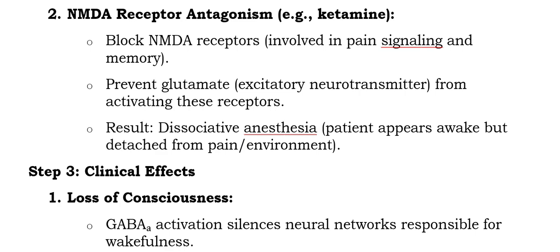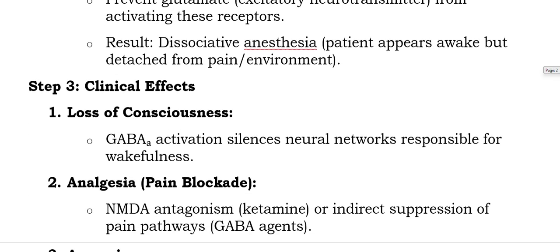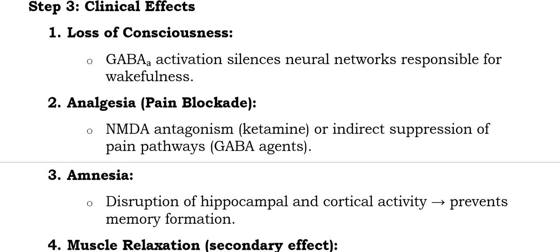Fascinating. Okay, step 3 then is linking those receptor actions to the clinical effects we actually observe. Right, so loss of consciousness. That's largely driven by that GABA enhancement, quieting down the networks that keep us awake. Makes sense. Analgesia, pain relief. Ketamine does it directly by blocking NMDA. The GABA agents aren't primary pain relievers in the same way, but they do have some indirect suppressive effect on pain processing centrally. And memory loss, amnesia. That seems to come from disrupting activity in key memory areas like the hippocampus and cortex.